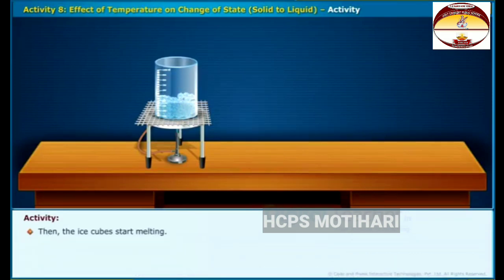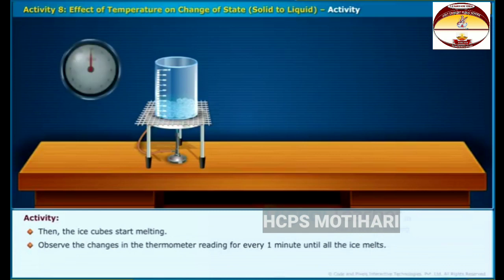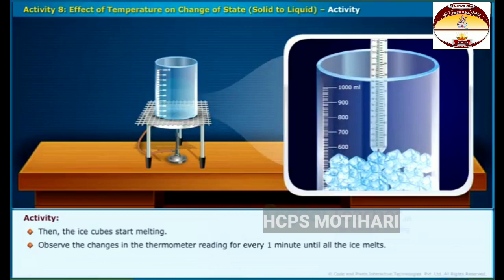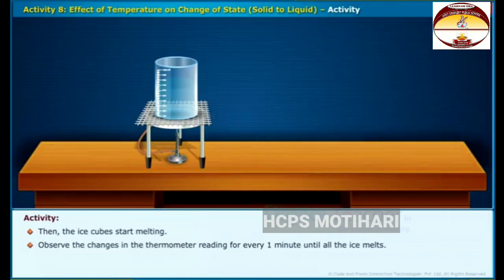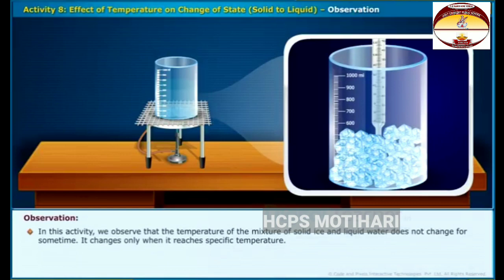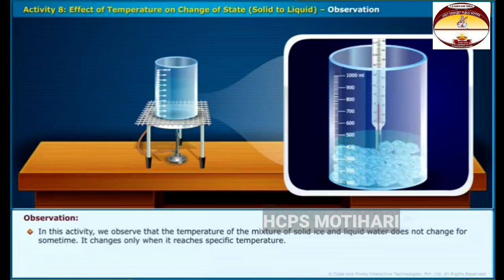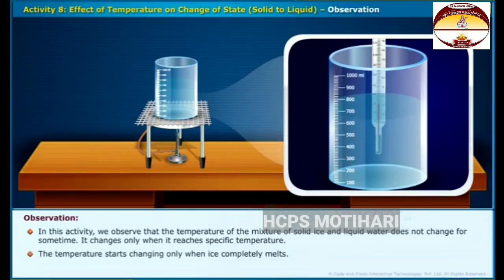Then the ice cubes start melting. Observe the changes in the thermometer reading for every 1 minute until all the ice melts. In this activity, we observe that the temperature of the mixture of solid ice and liquid water does not change for some time. It changes only when it reaches a specific temperature. The temperature starts changing only when the ice completely melts.